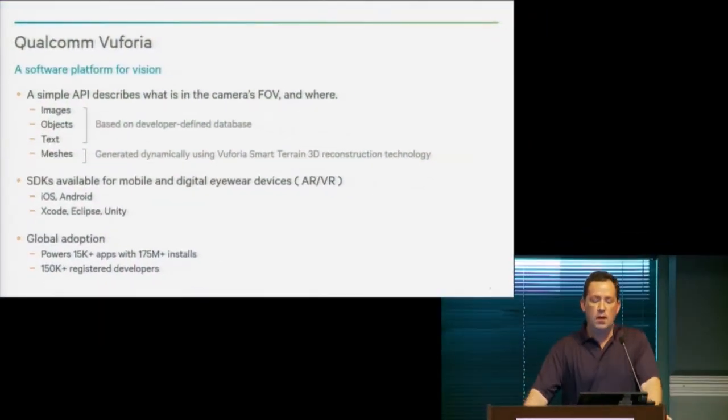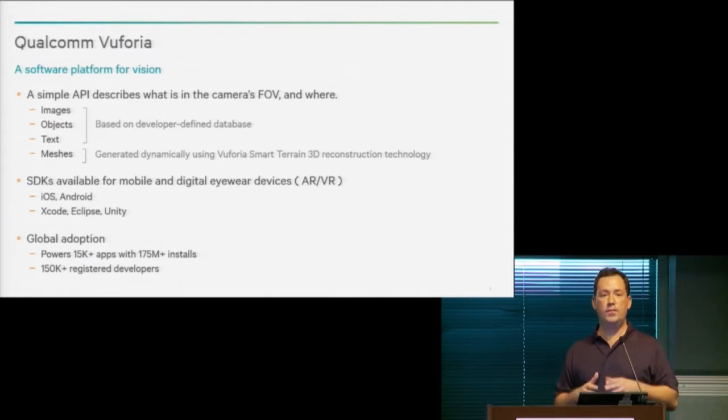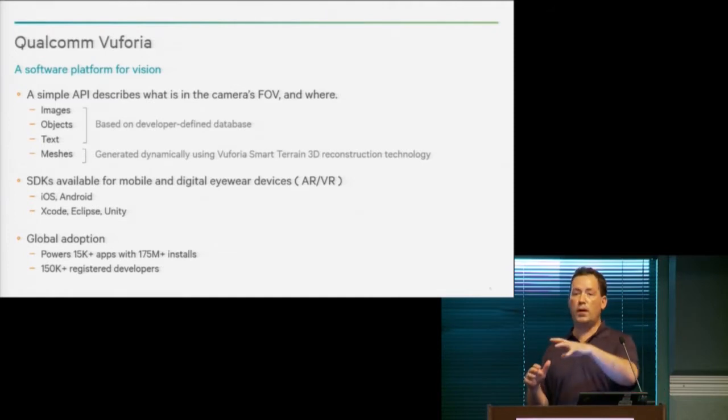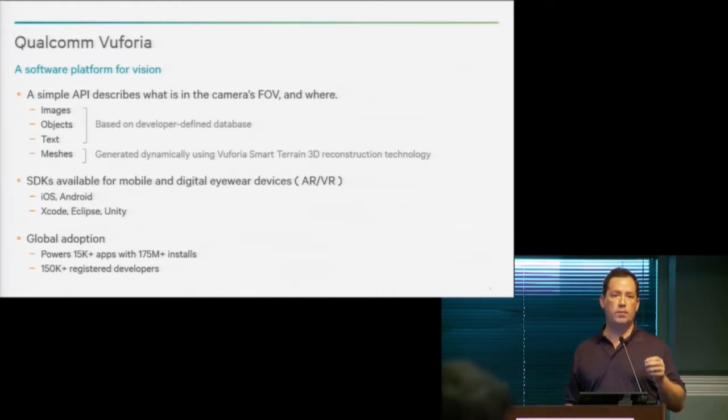So as I said, Vuforia provides a very simple API. It tells developers what the SDK sees and where that object is in the field of view of the camera. And that enables the developer to accurately render content onto the surface of the object and also relative to it in the environment. So today with Vuforia, we can see a number of things.